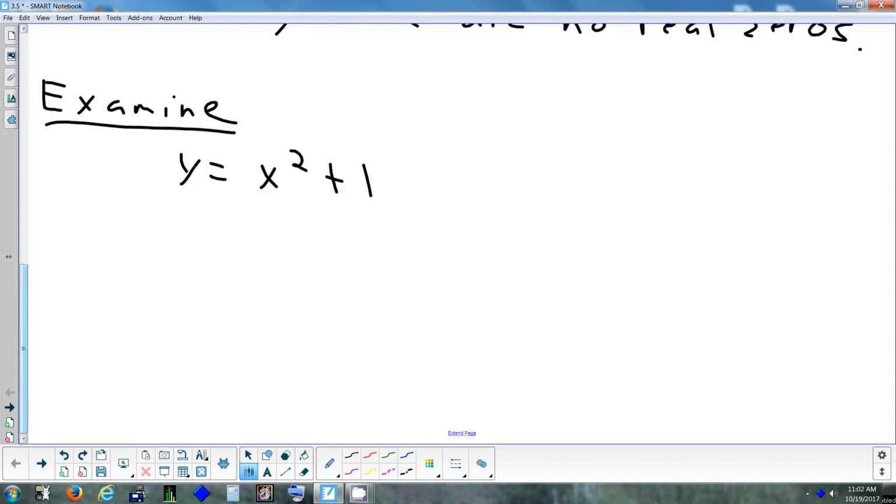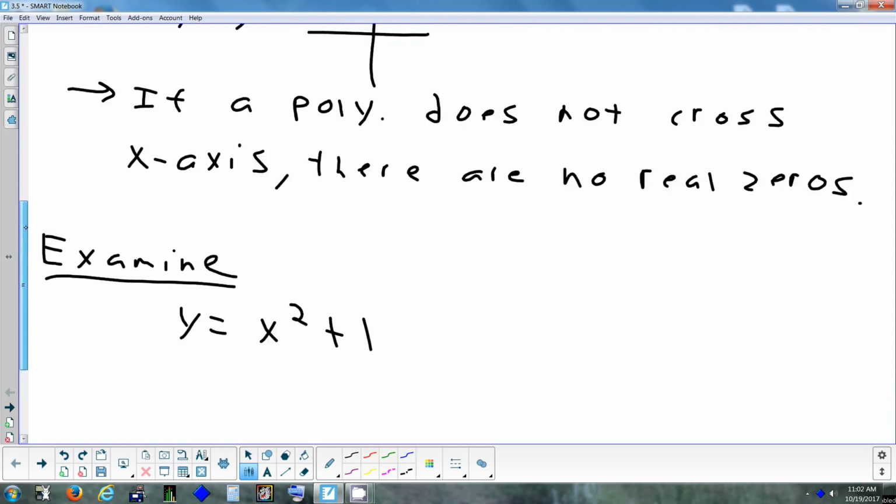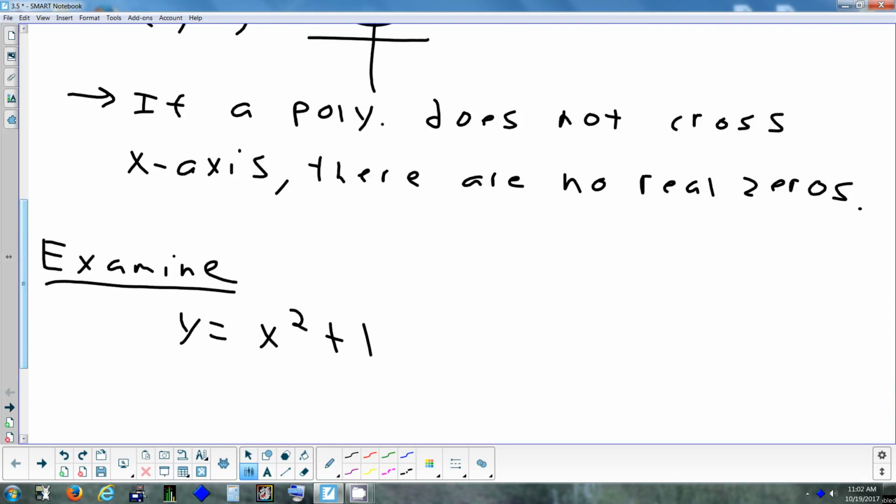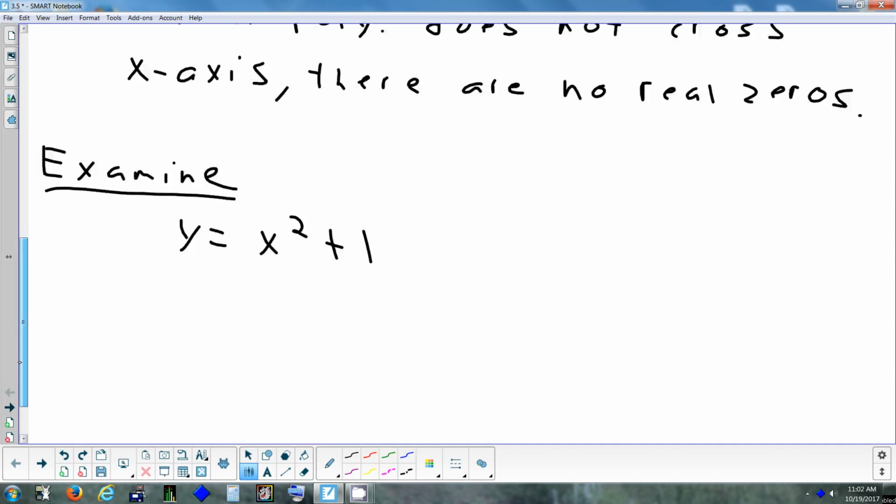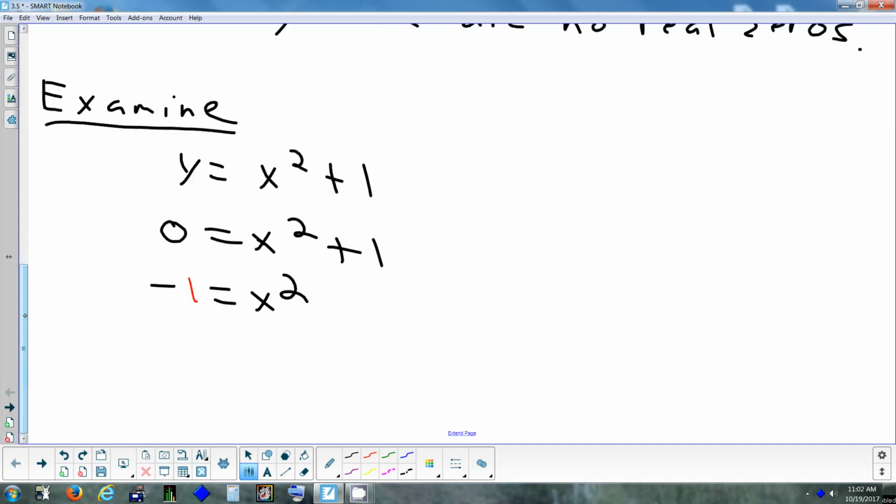There's no number that you can square and then add 1 to and ever get 0. Because anytime you take a number and square it, at the smallest it can ever come out to is 0. You can never get a negative when you square something. So if you take a number that's at least 0 or higher and add 1, you're never going to get 0. So there's no real answer to this problem. But if we try to solve it, set it equal to 0, and subtract 1 from each side, you get negative 1 equals x squared, and then you'd have to take a square root.